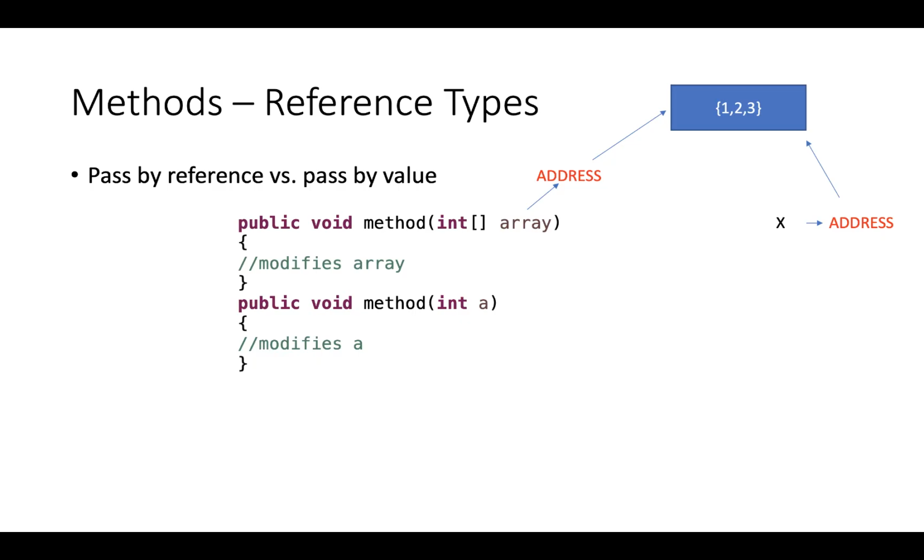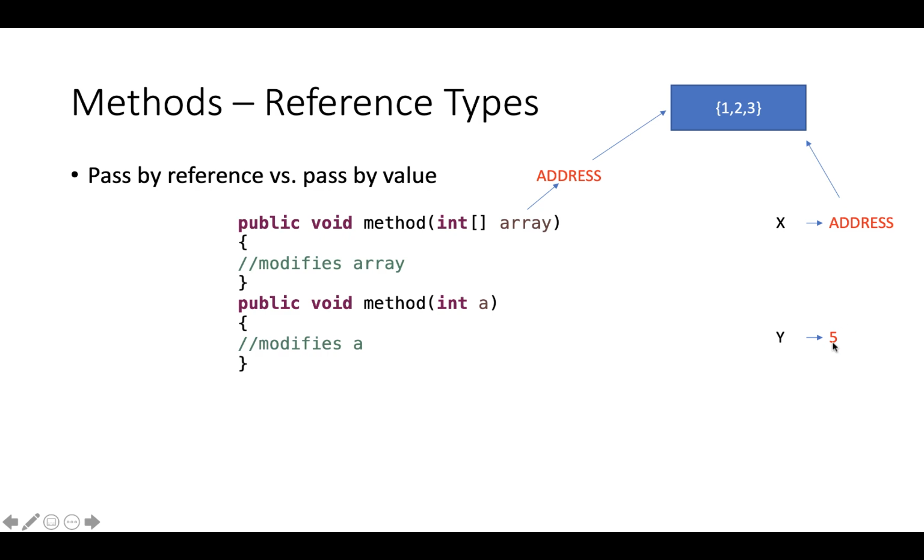Now, comparing that with passing in a primitive type, let's imagine that we have a primitive type here, a type int named y. Because this is a primitive type, they do not store a reference. y actually stores in memory the value that it has in it.